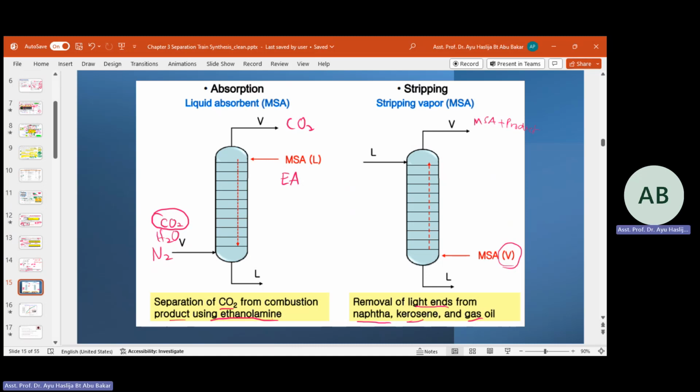Okay, next class onwards, I think you will start to involve some calculation. Some calculation on the separation, distillation column. Okay, so I will stop over here first. Please make sure you go back to understand the concept of this.